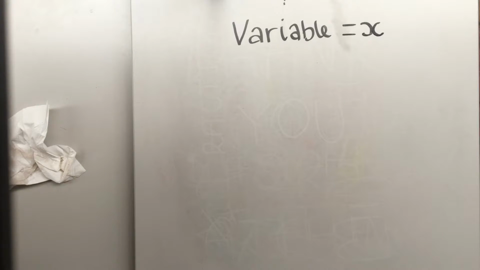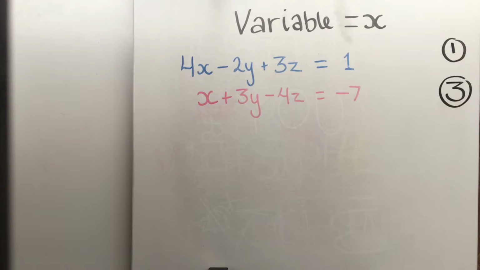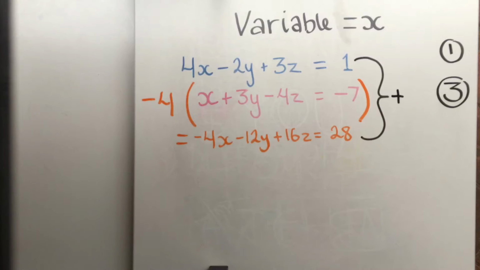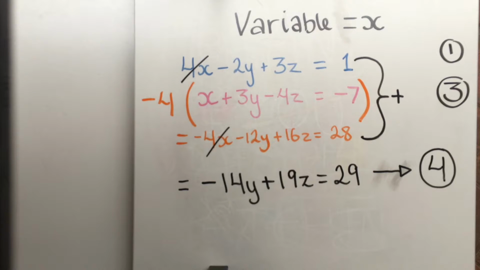We've chosen x. Then you pick any two equations and add or subtract them together to eliminate the chosen variable. In this case, we will use equations 1 and 3. You multiply equation 3 by -4 to balance out the x variables. You then add equations 1 and 3 to eliminate the x variable. This is now equation 4.